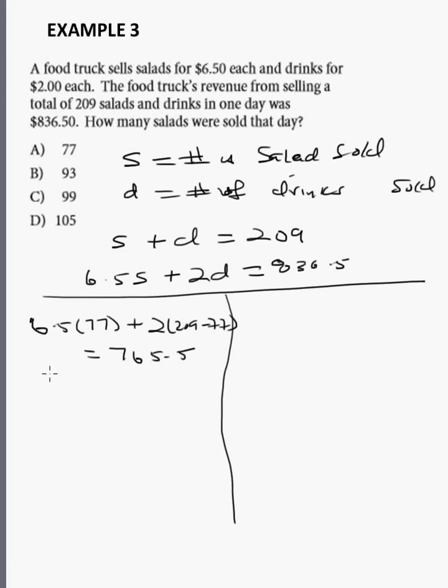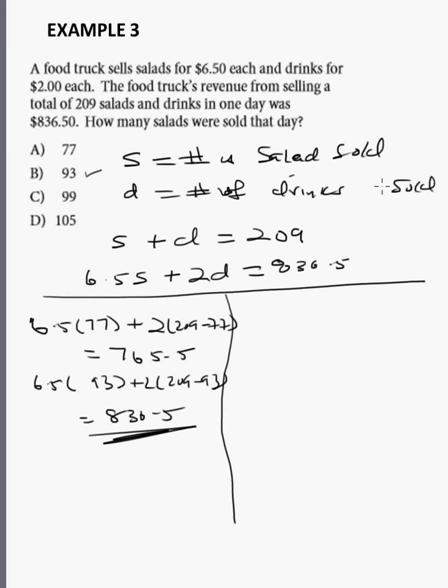Now let's go to B. So B will be 6.5 times 93 plus 2 times (209 minus 93), and that actually gives you 836.5. So your answer choice will be B. Once you set this up, you can play with this by plugging in the numbers, and you should be able to get the answer to be 93.